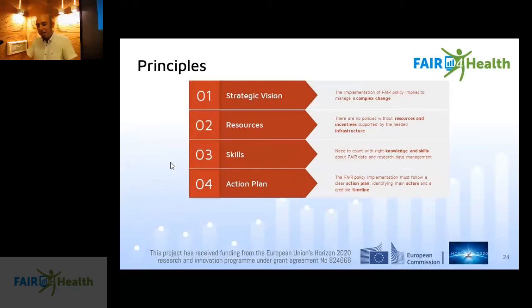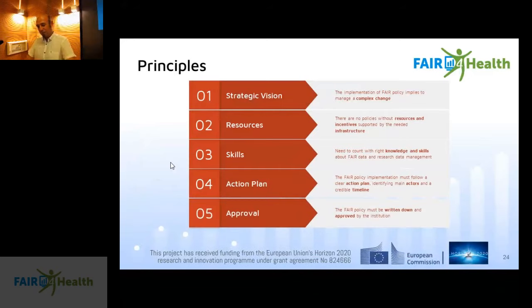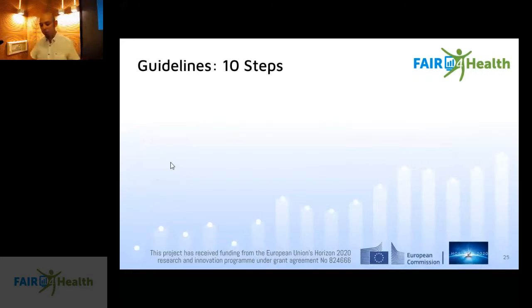Also, you need an action plan. You have to set yourself objectives and delimit the scope that you will address, and so on. And finally, which I think is the most important, is the approval. You need to have this policy approved by the governing body of your organization, so they really endorse this change. So these are the principles.